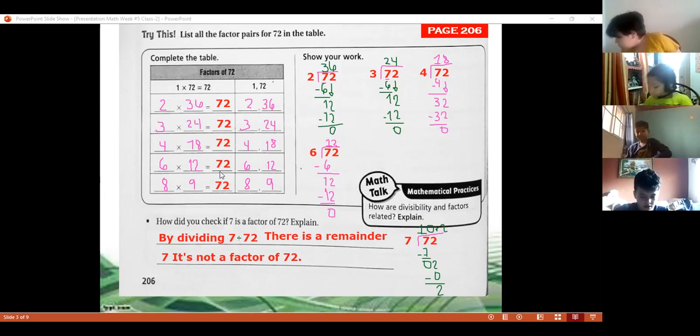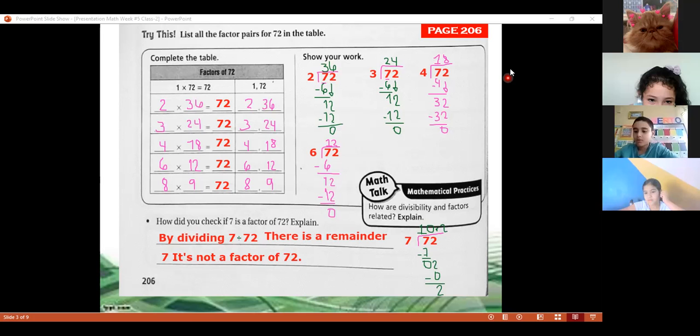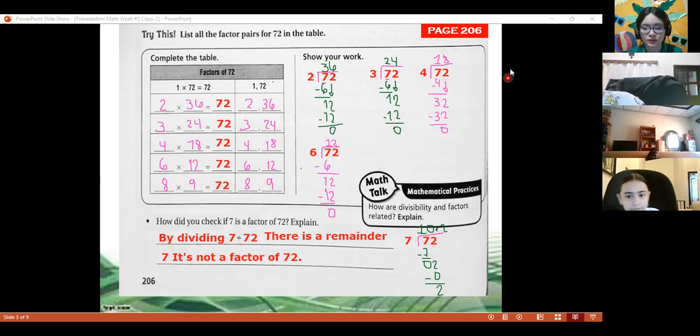So we can identify if a number is a factor or divisible by dividing. You can divide like we did here to get remainder 0, and you check that it's a factor. 36 is, because if you divide 72 by 2, you get 36 in the quotient and remainder 0. But also, sometimes you just look for the divisibility rules that are on the chart on the same page, and you can identify if it's divisible or not. And on the next page, 207, we're going to practice more. We have more exercises to identify if they are factors or not.